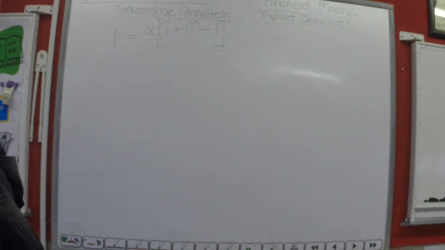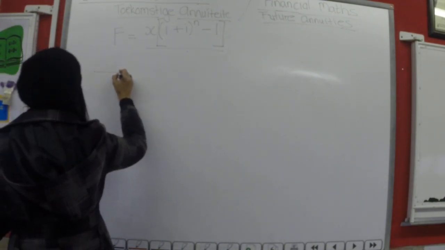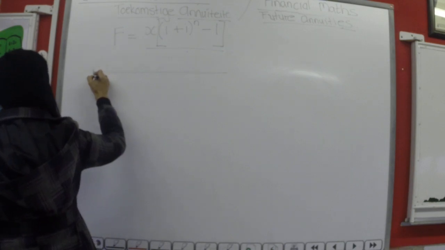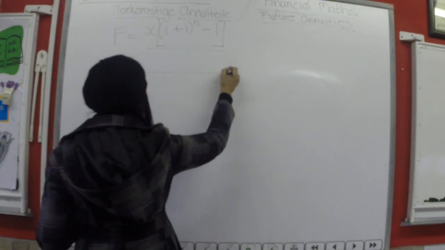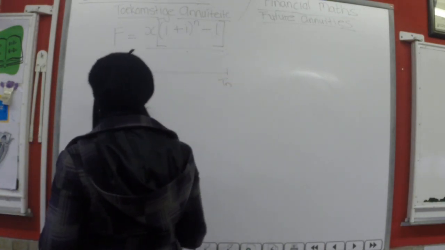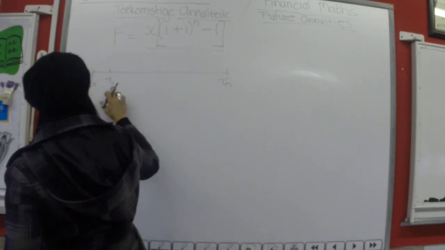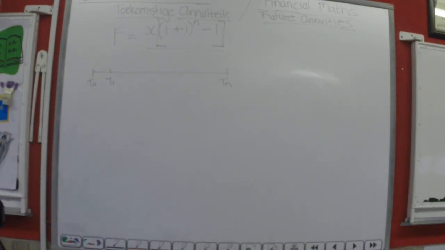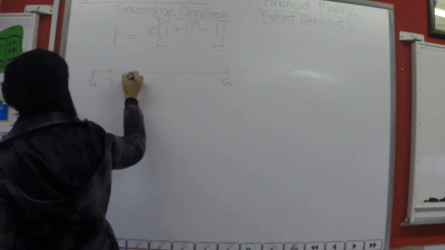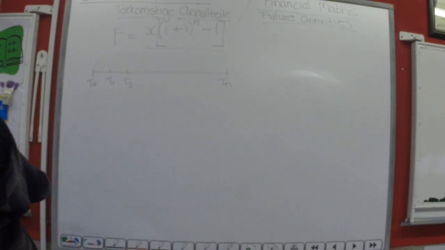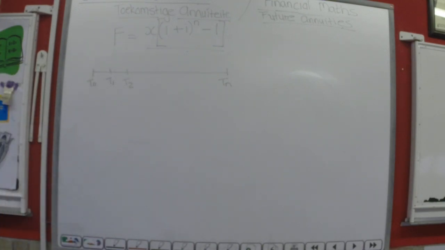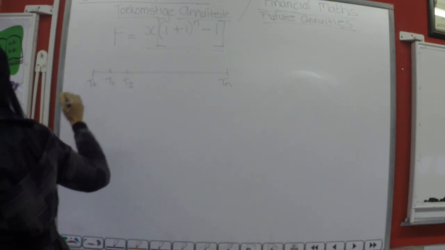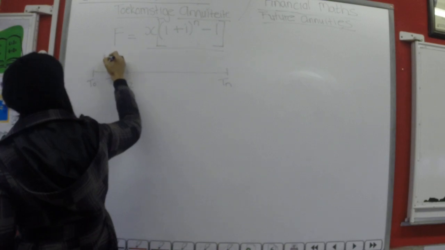Kom ons teken ons tydlyn. So wat ons wil weet is N. Ons weet nie hoe lank spaar sy nie. Ons onthou, dis nou 6 maande, T1 is nou elke 6 maande, T2 is nog 6 maande by, en sy gaan betaal in 3,000 rand elke 6 maande. Elke 6 maande betaal sy 3,000 rand in.